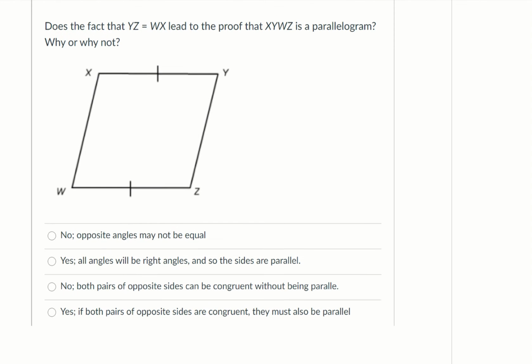So it says, does the fact that YZ equals WX lead to the proof that XYWZ is a parallelogram?